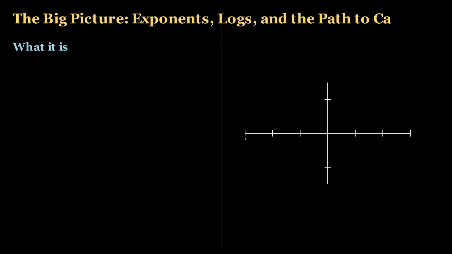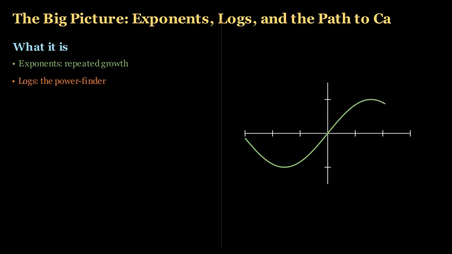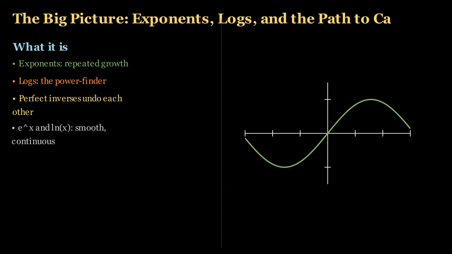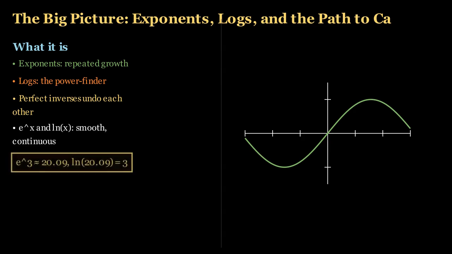Let's zoom out and see the whole map. We started with exponents, a shorthand for multiplying a number by itself over and over. That's growth by repeated doubling or tripling. Then we met logarithms, which ask the reverse question: what power did you raise the base to get this result? They are perfect inverses, like a lock and key. One builds a number up, the other takes it apart to find the hidden power.